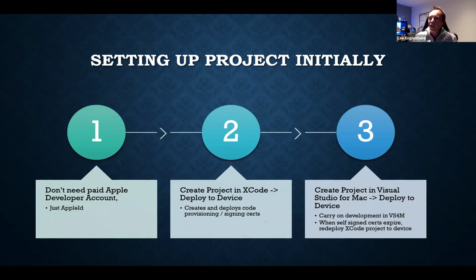Like I said earlier, you will need to initially create the project in Xcode and deploy it to your device. What that does is create the code signing certificates and deploy it to your device. Once you have done that, you get the bundle ID, which is like the ID of the app. You need to take a note of that because you're going to reuse it. Then you can create the app again in Visual Studio and reuse that bundle ID, and from there on in, you just write C# to create these experiences.